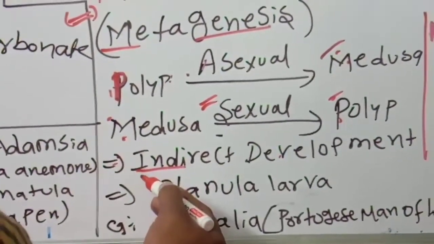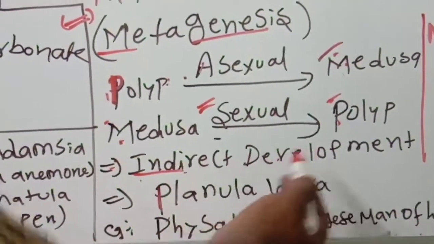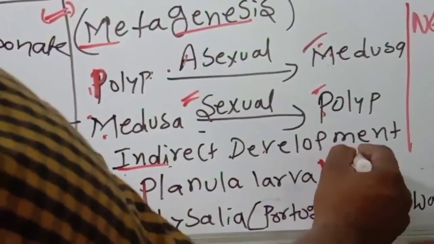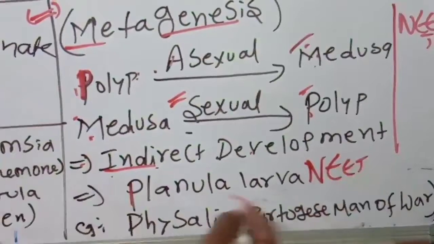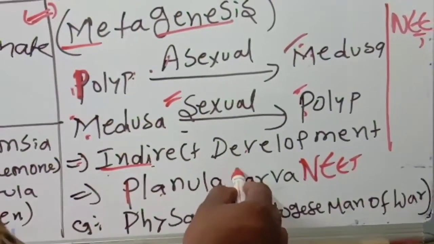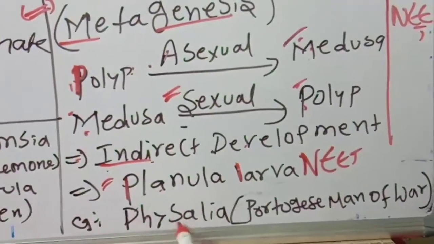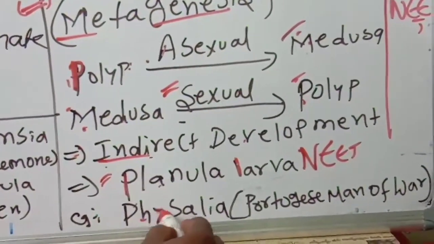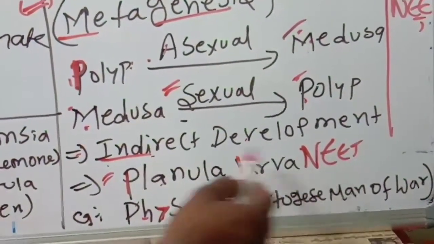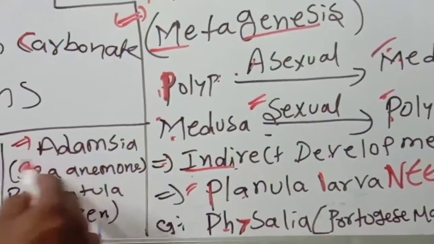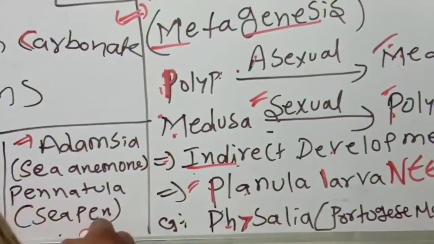That's why they will be considered as indirect development. The larva example, this is the neat bit, most important bit: the larva of the cnidarians is the planula larva. Examples of cnidarians: Physalia. What is a Physalia? Portuguese man of war. Adamsia, sea anemone. Peninsula, sea pen.